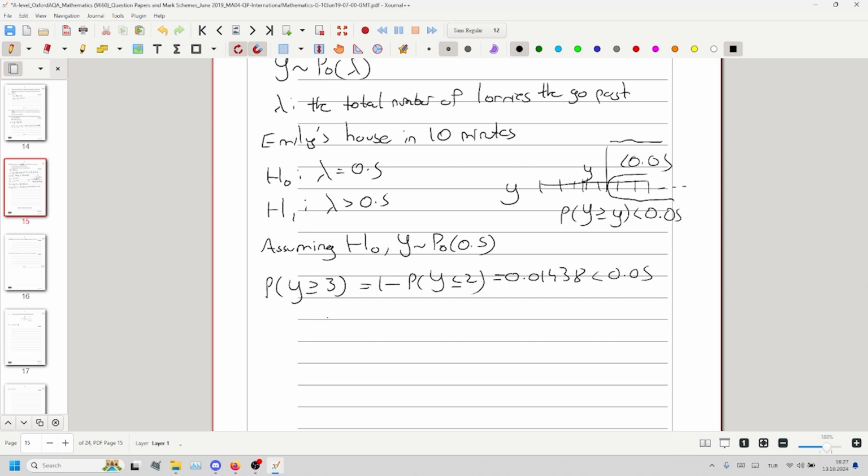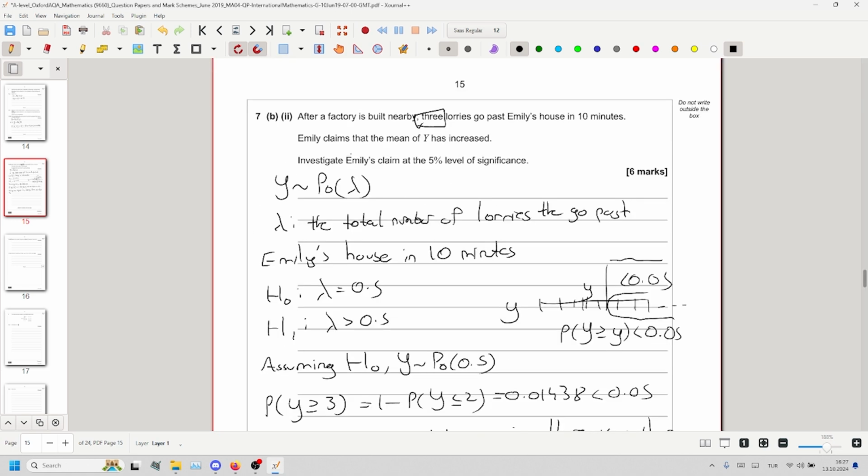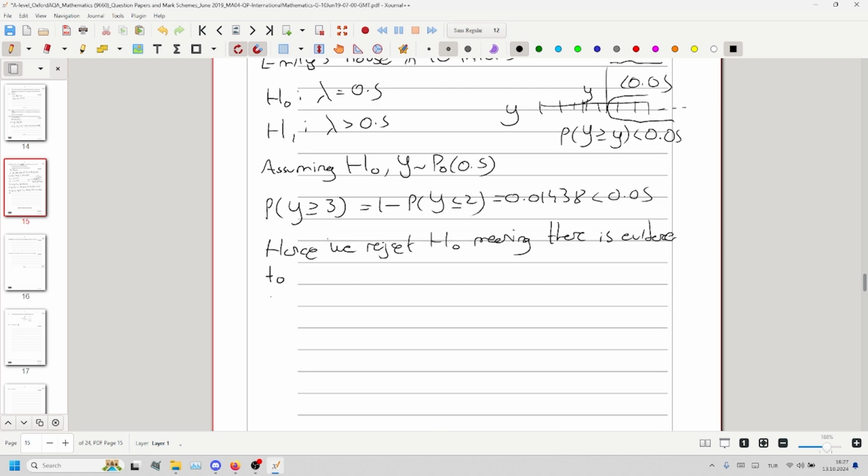So hence we reject H0, meaning there is evidence to support Emily's claim. So what is Emily's claim? There is evidence to claim that the mean y has increased. So there is evidence to claim that the total number of lorries, and so on, as you can write it.